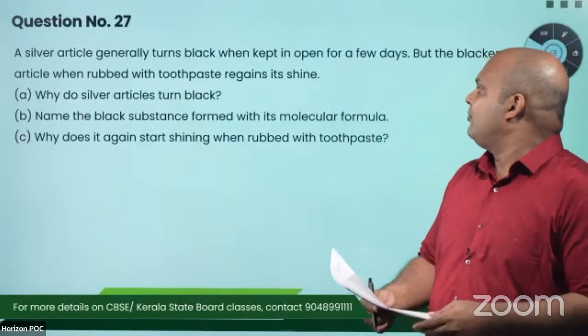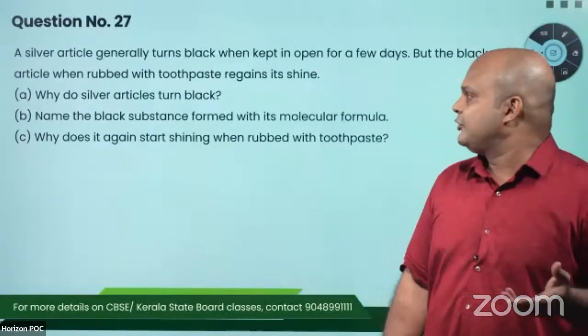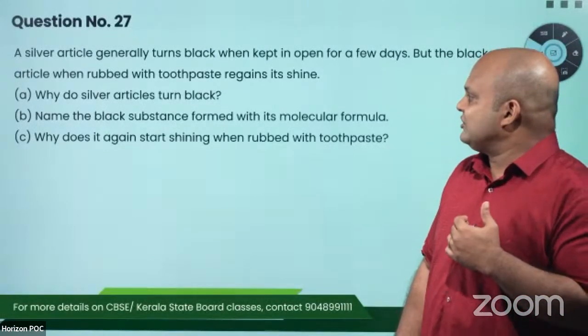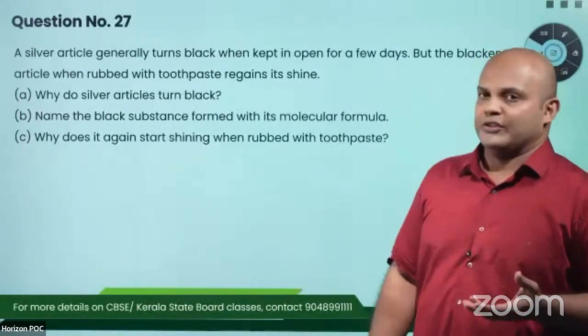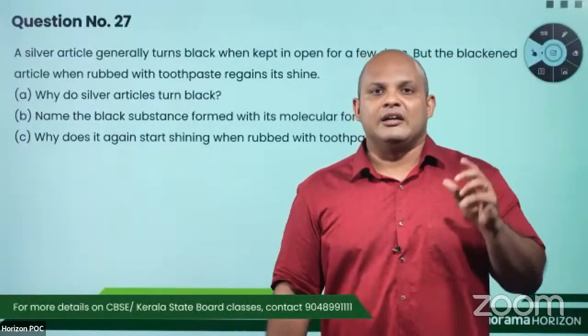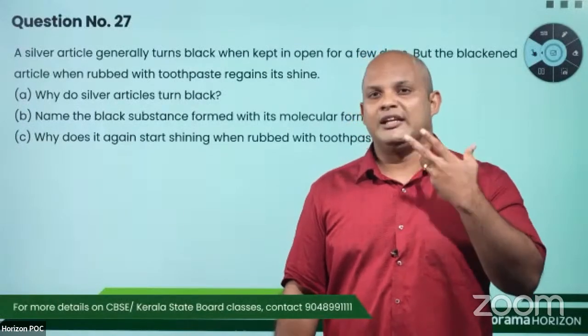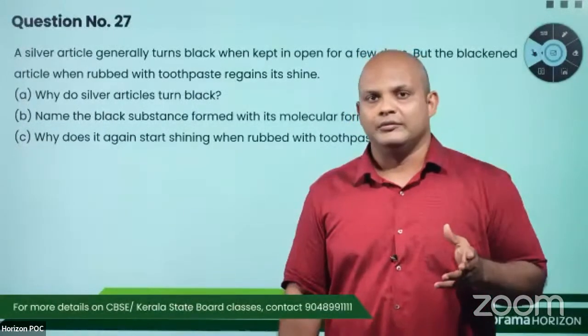Name the black substance formed and its molecular formula. The black substance formed is silver sulfide. The formula is Ag2S. Why does it start shining when rubbed with toothpaste? Toothpaste contains many ingredients. One ingredient is a kind of peroxide. The purpose of the peroxide is to bleach your teeth, to give them that lovely white color.